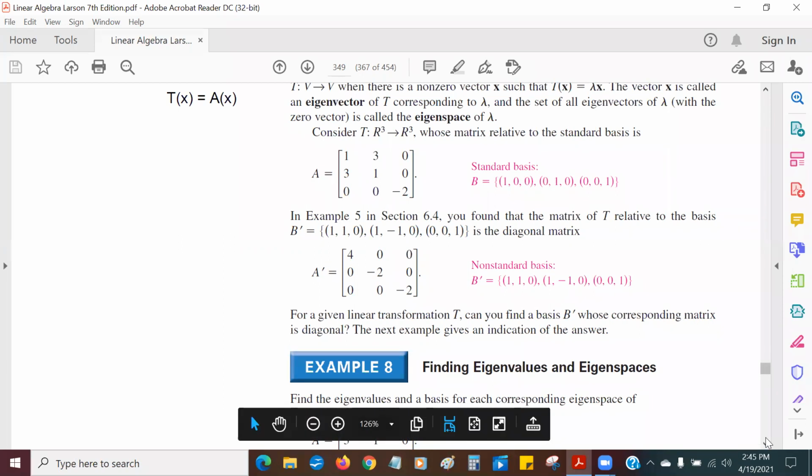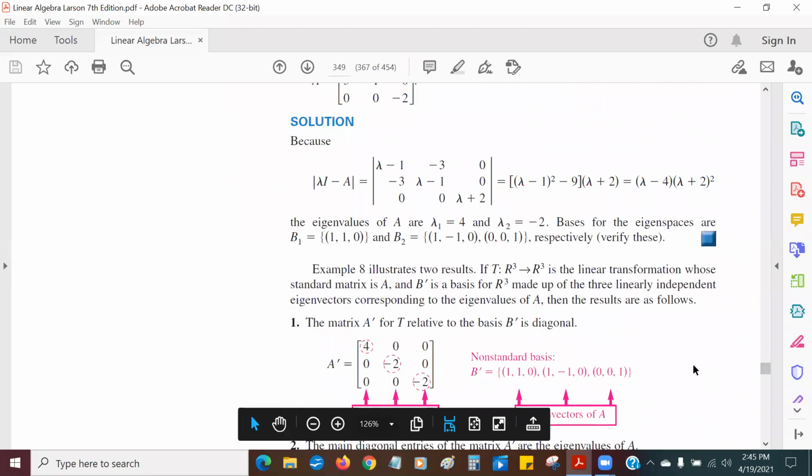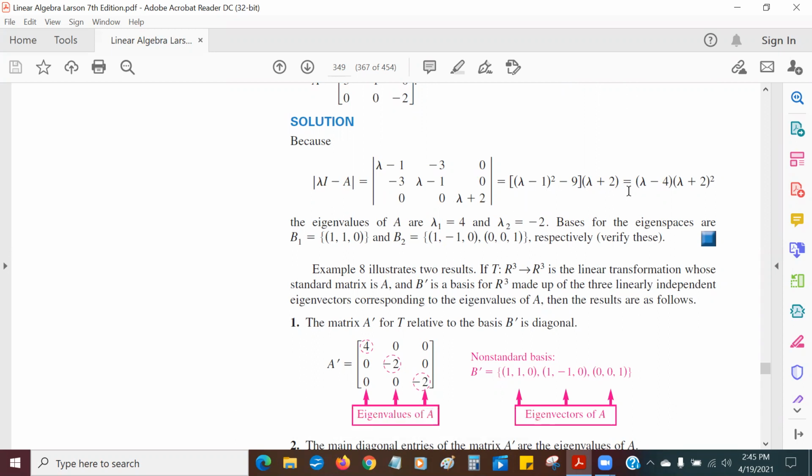And we're going to do kind of the same thing we did back then. We're going to look at lambda I minus A, which gives us this determinant right here, which if you multiply that all out, comes out to lambda minus 4 times lambda plus 2 squared, because the eigenvalues then are positive 4 and negative 2. The bases for the eigenspaces are going to be B1 equals (1, 1, 0), and B2 equals (1, -1, 0), (0, 0, 1), respectively. And this is something you can verify by just doing the same process we've been doing until now.